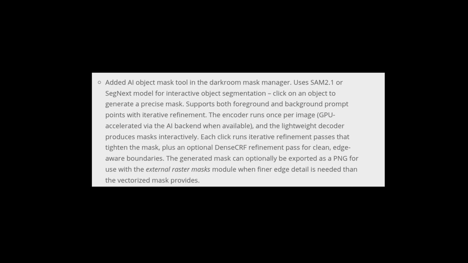The encoder runs once per image, GPU accelerated via the AI backend when available, and the lightweight decoder produces masks interactively. Each click runs iterative refinement passes that tighten the mask, plus an optional dense CRF refinement pass for clean edge-aware boundaries. The generated mask can optionally be exported as a PNG for use with the external raster masks module when finer edge detail is needed than the vectorized mask provides.